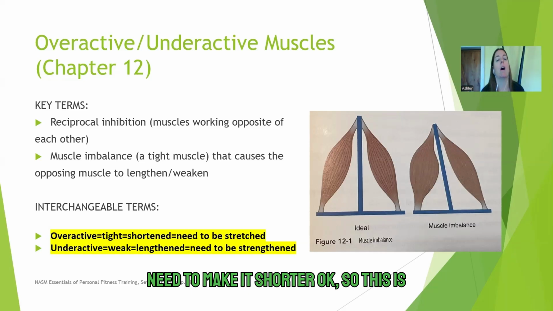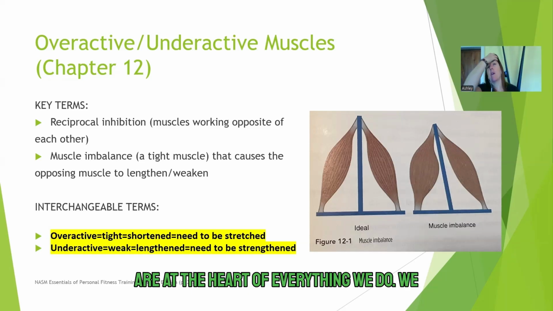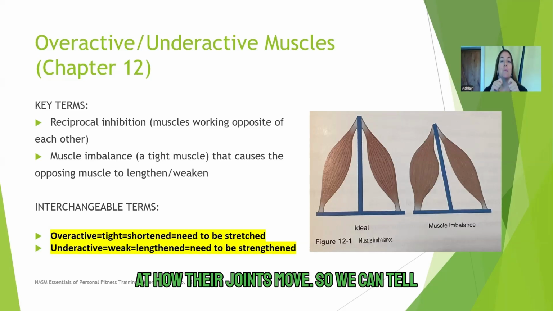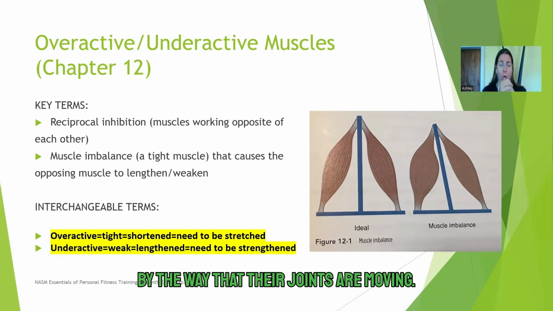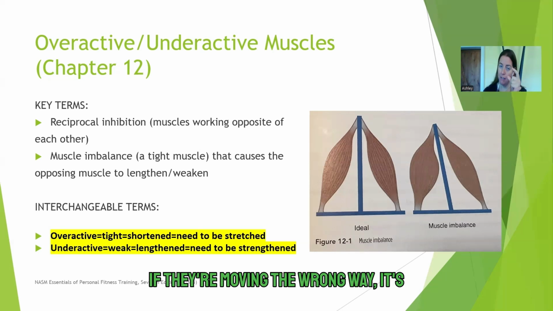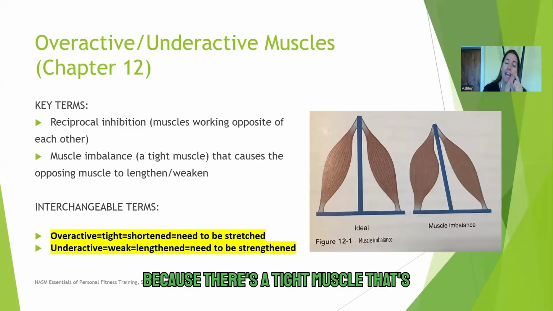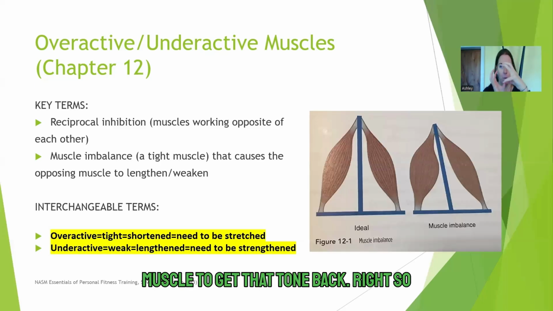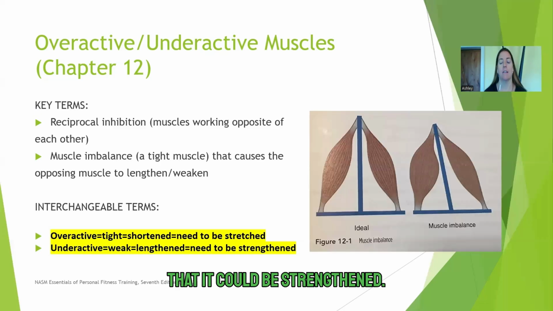Okay. So this is why the overactive, underactive muscles are at the heart of everything we do. We don't look at the size of somebody's muscles, right? We're not measuring actual muscle length. What we do is look at how their joints move. So we can tell by the way that their joints are moving, if they're moving the wrong way, it's because there's a tight muscle that's pulling it. And then we can fix that part by stretching it. But we also need to know what to do with the partner muscle to get that tone back, right? So that it can be strengthened.